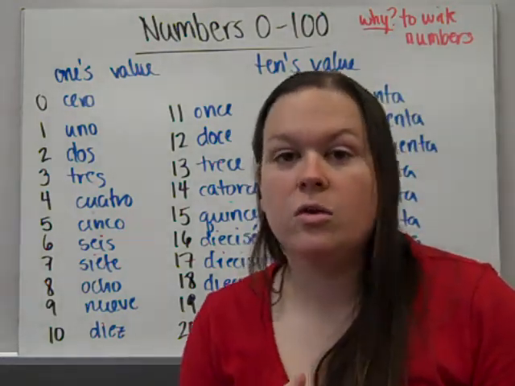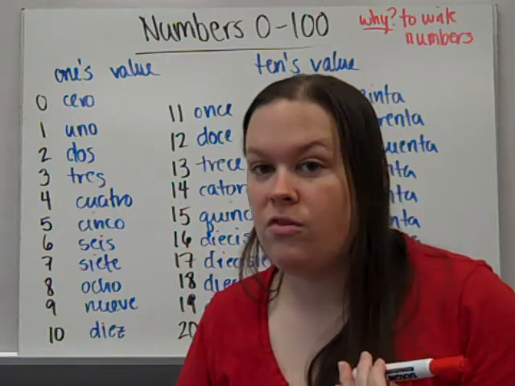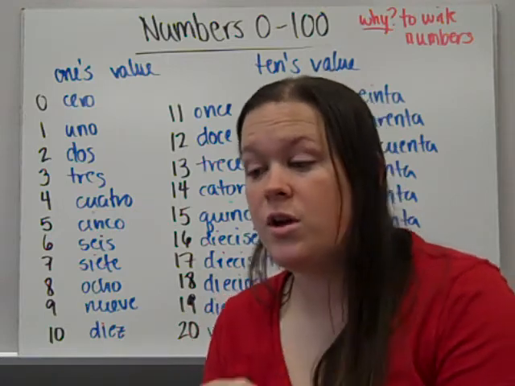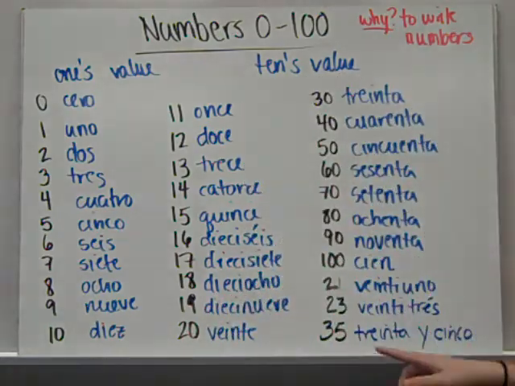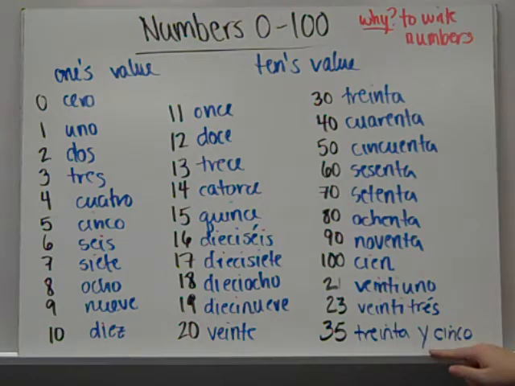Tres is 3 and cinco is 5. So I'm really saying 3 and 5. I want to say 35, so 30 and 5. Hence treinta y cinco, 30 and 5.